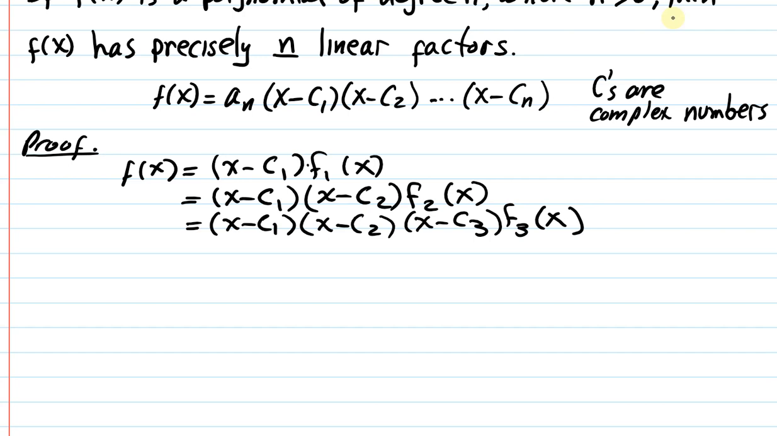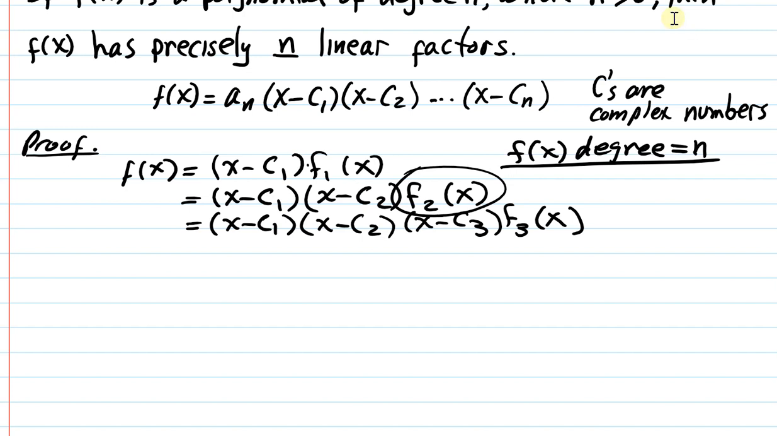So it's clear that the degree of f sub 1 of x is n minus 1. f of x has degree n, and because we're dividing by a linear factor, the degree of the first quotient is going to be n minus 1. This is going to be n minus 2, and so forth. And you can repeatedly apply the fundamental theorem of algebra n times until we obtain what we are after.